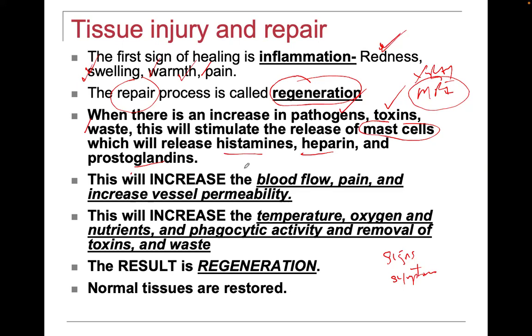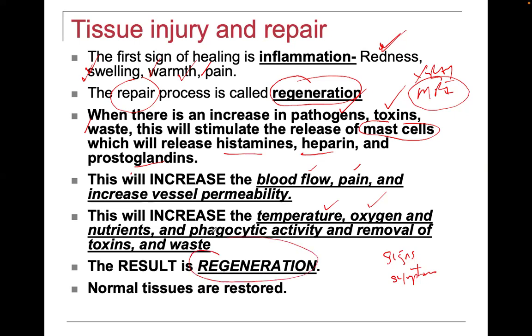So all of those things are going to increase blood flow, increase pain, and increase the vessel permeability to allow the exchange of nutrients in both directions. That's going to increase the temperature, increase the oxygen and the nutrients. You've got phagocytic activity, macrophages engulfing debris and toxins, bringing them away and bringing in healthy oxygen and nutrients to the area. Right? So it's kind of like out with the old and in with the new.